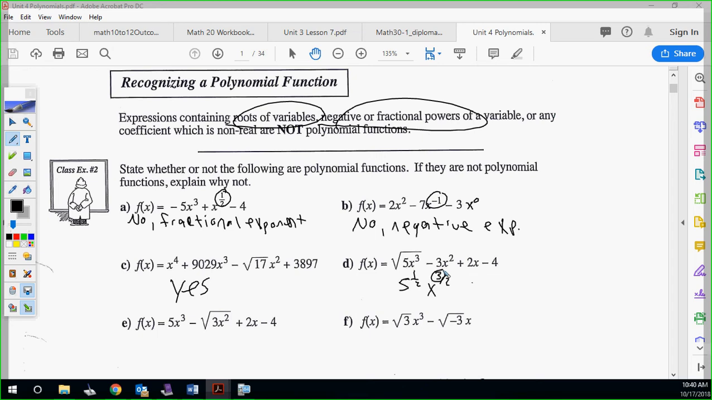Okay, and that's what we'll talk about in this example here. So you guys are right. Be right with what the book's going to do to you here. Okay, so this one's no. 3 halves as an exponent.